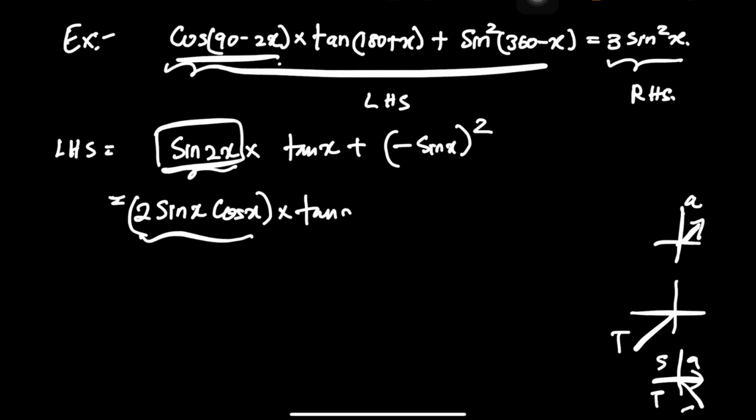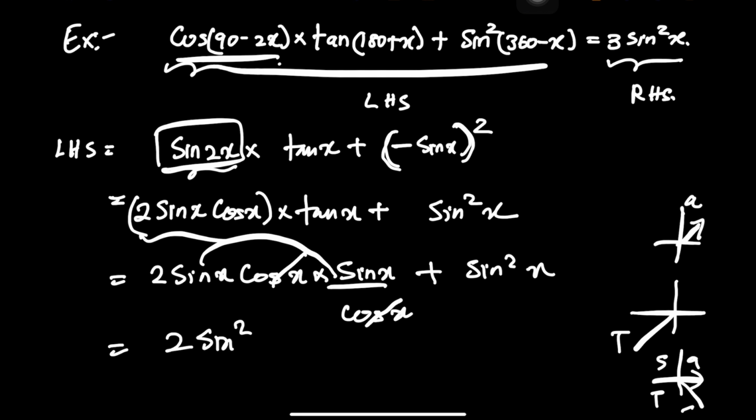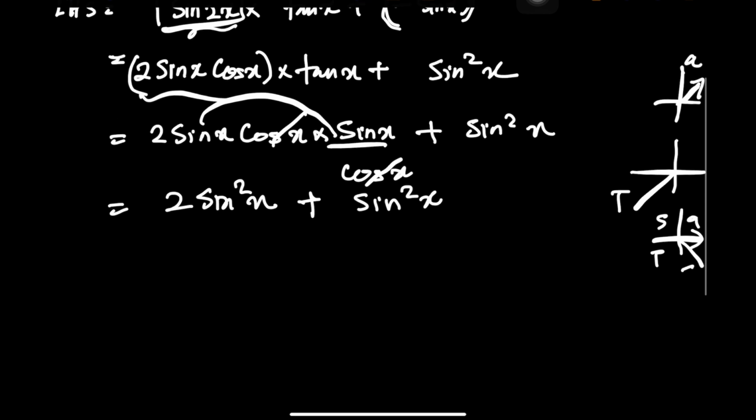So we can write minus sine x whole square is going to change into plus. So sine square x and 2 sine x cos x times sine x over cos x plus sine square x. So 2 sine square x plus sine square x is going to be 3 sine square x. So this is the right hand side.